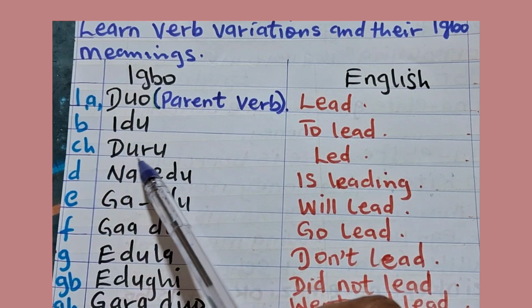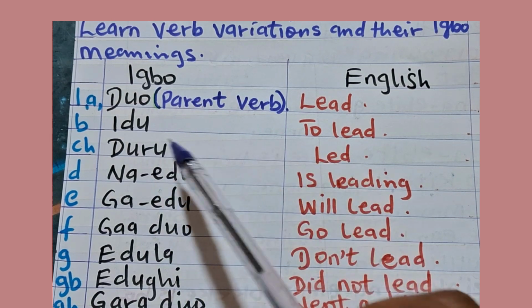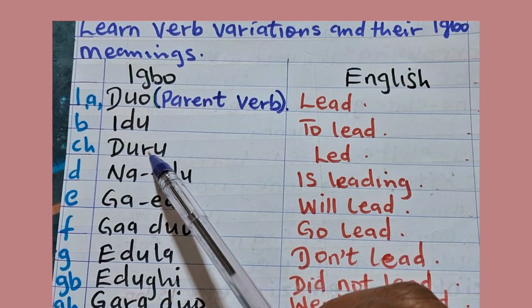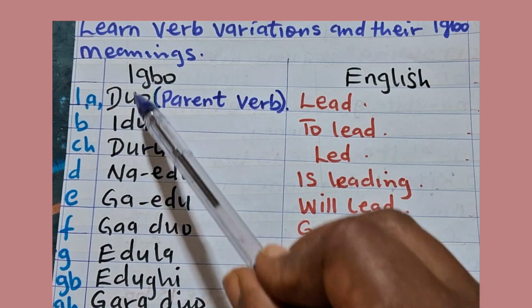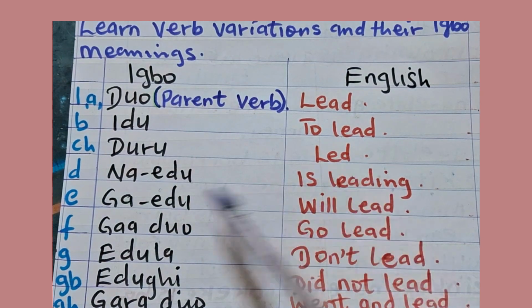Number 3, duru, led. Duru is a past tense of duo. You can see our suffixes here, ri, u, ru. So we add it to this duo to change it from duo to duru, meaning led.